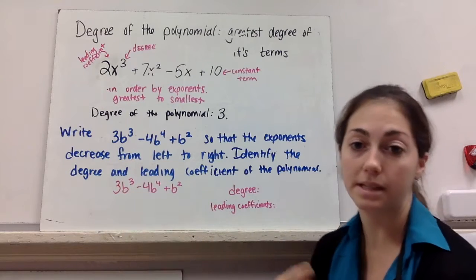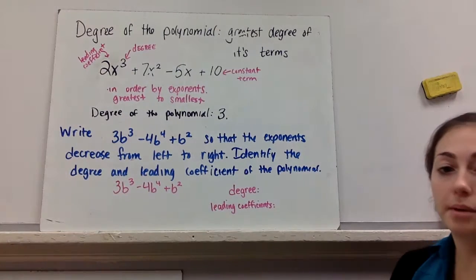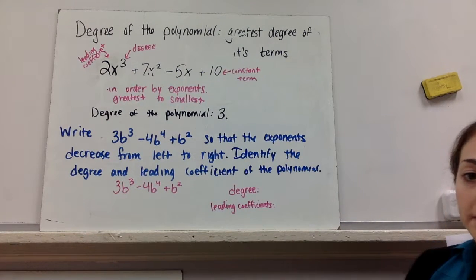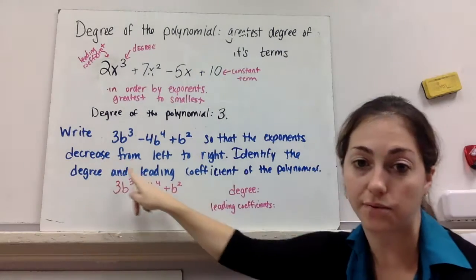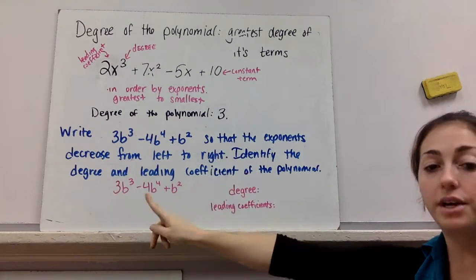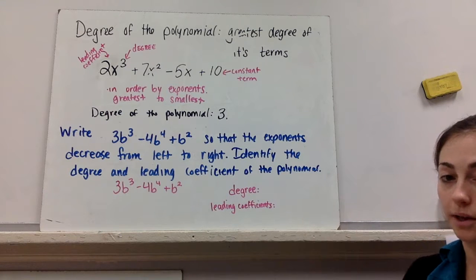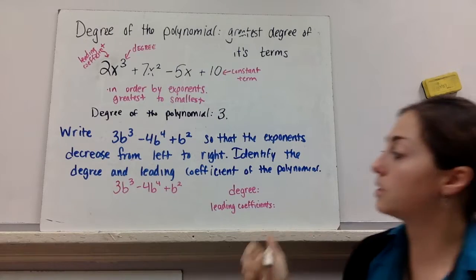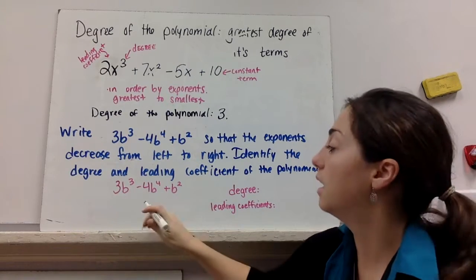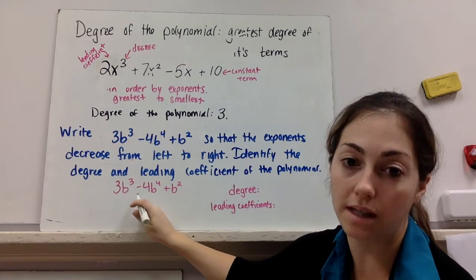All right, here's our sample 1 to try. Write 3b cubed minus 4b to the 4th plus b squared so that its exponents decrease from left to right. Identify the degree and the leading coefficient of the polynomial. So go ahead and try that, pause the video, and hit play. So now undo it so you can see what to do.